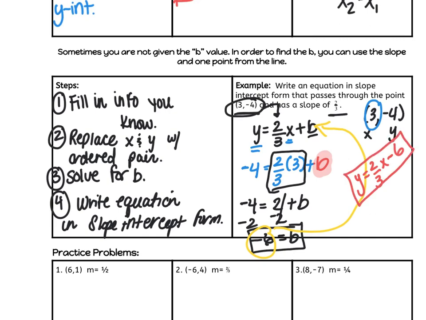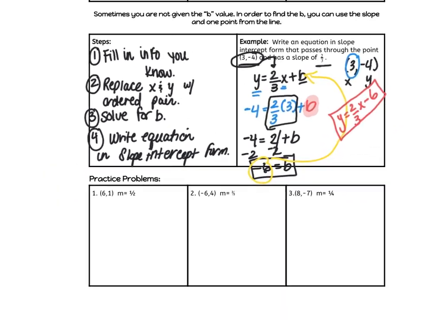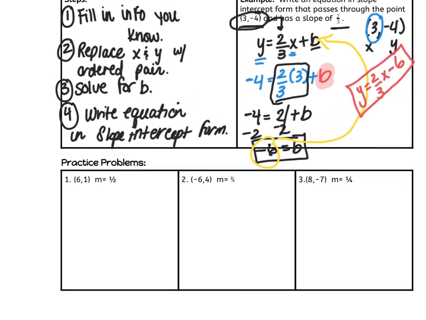So I was able to replace my x and my y with an ordered pair that I know is on the line that I'm trying to create the equation for, solve for b, and then write my equation in slope-intercept form. Let's go down to the bottom, and let's do another one.